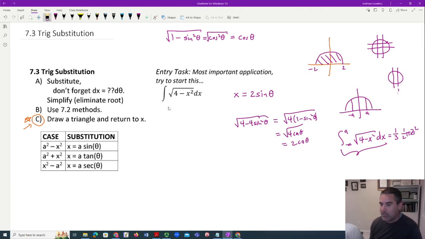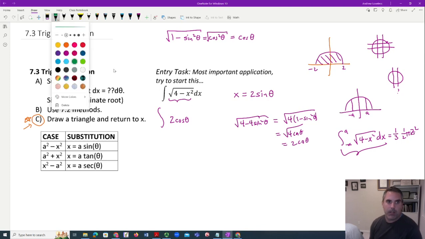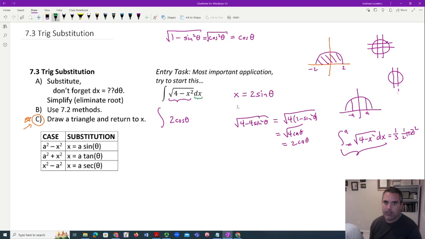I worry about practicalities here in our class. Okay, so anyways, what do I have here? This is going to become 2 cosine of theta, and that's the whole reason we have this technique. That gets rid of the square root. But, and this is a big important piece, a lot of students forget, you can't forget dx, and dx would be 2 cosine of theta d theta. So when all is said and done, I'm getting 4 times the integral of cosine squared of theta d theta. And there's step 1.